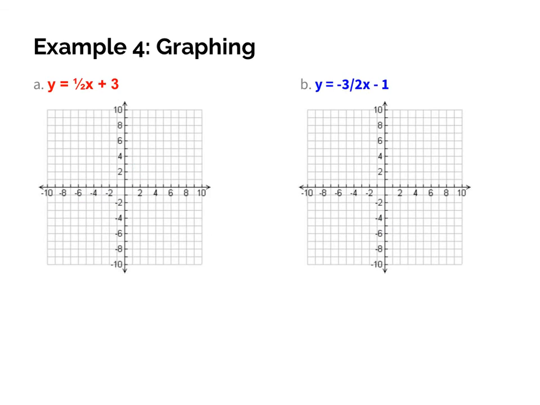Now, putting this all together, we're going to graph these things given the equation. So if I have y equals 1/2 x plus 3, all I'm doing is identifying my parts. So I have the 1/2, and I have the plus 3. So again, to identify these things, the 1/2 is my slope, which means I'm going up 1 and right 2. And the 3 is my y-intercept, which again is going to be a point of 0, 3.